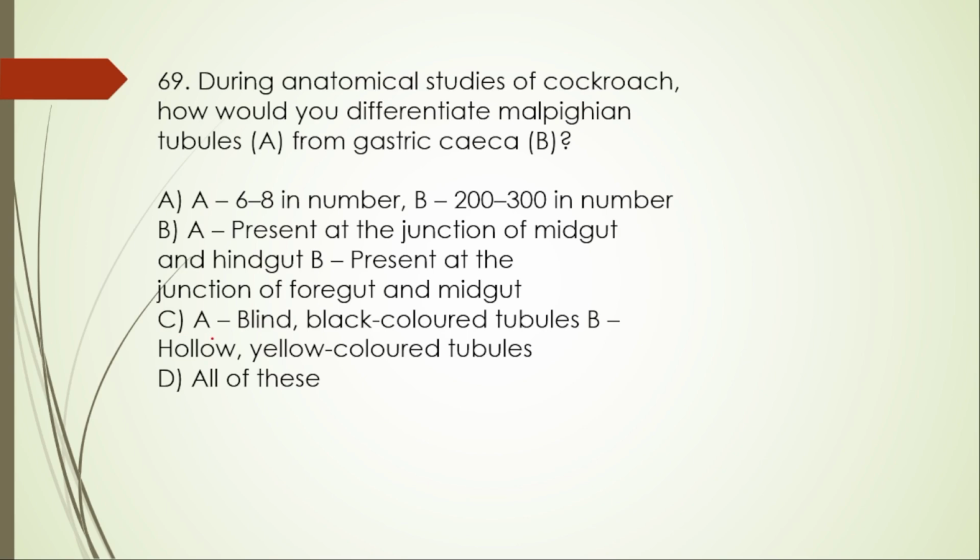C: A blind black colored tubules and then B hollow yellow colored tubules. And then D: all of this is correct. So here the right option is B, A present at the junction of the midgut and then hindgut, B present at the junction of the foregut and then midgut.